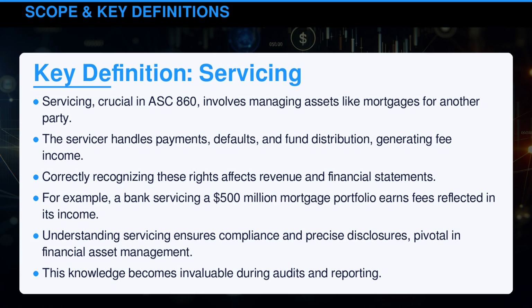Servicing, crucial in ASC 860, involves managing assets like mortgages for another party. The servicer handles payments, defaults, and fund distribution, generating fee income. Correctly recognizing these rights affects revenue and financial statements. For example, a bank servicing a $500 million mortgage portfolio earns fees reflected in its income. Understanding servicing ensures compliance and precise disclosures, pivotal in financial asset management. This knowledge becomes invaluable during audits and reporting.